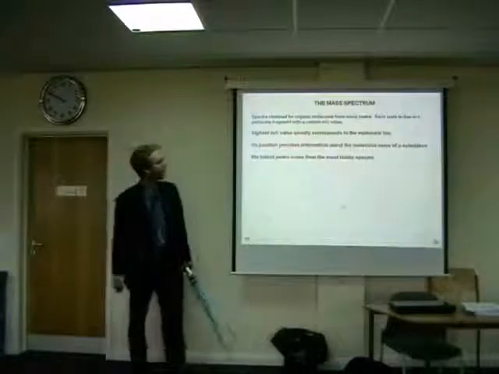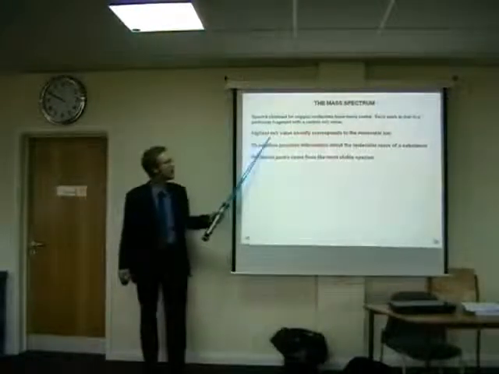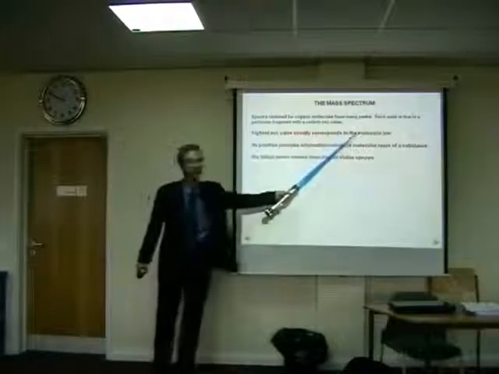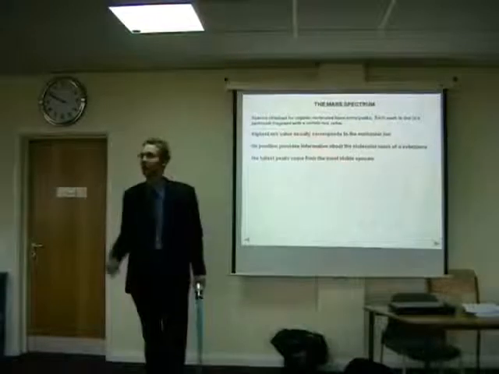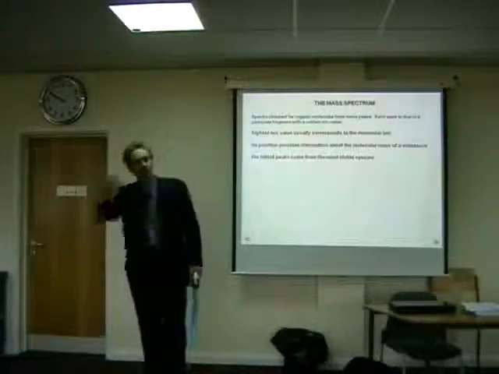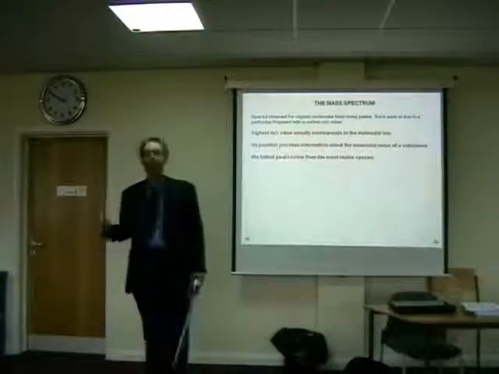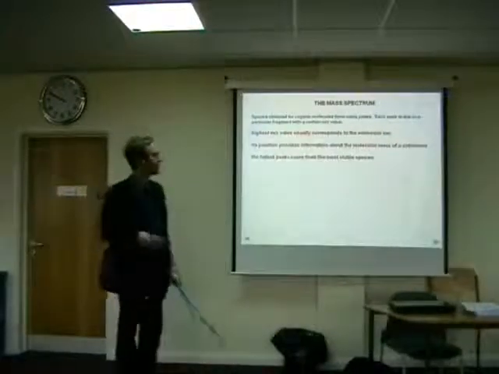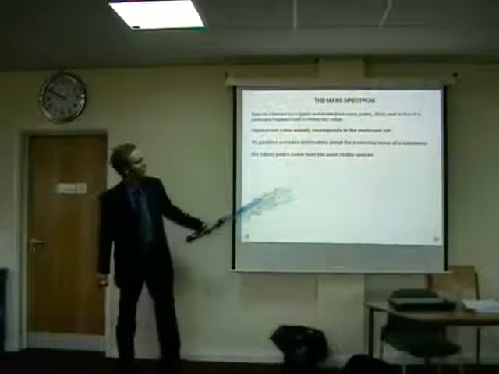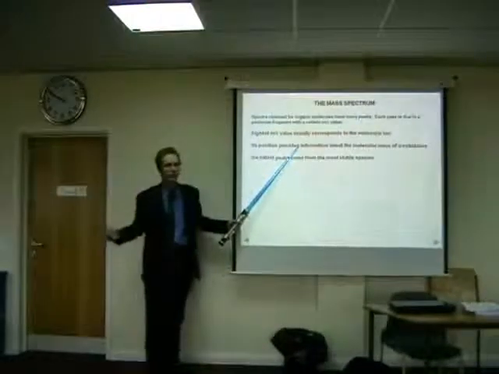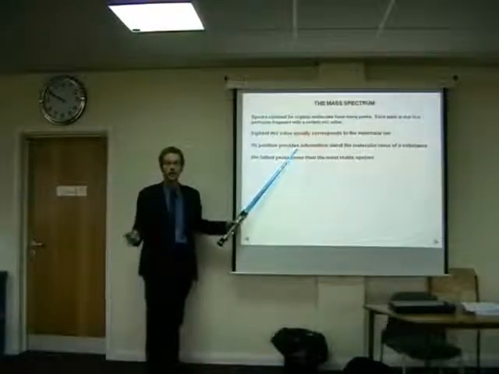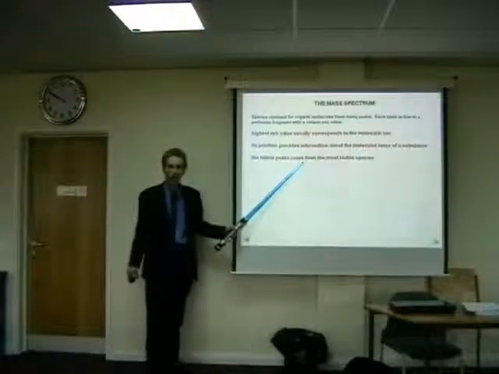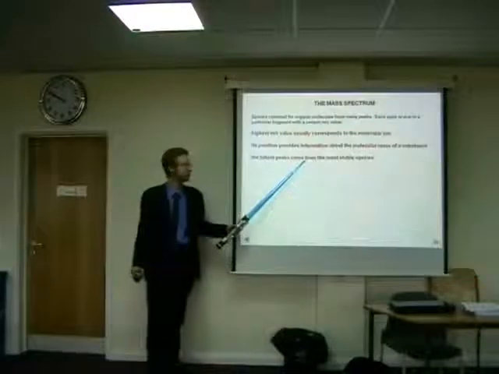So, a few points. The highest m over z value usually corresponds to the molecular ion. At this stage, you can assume that the furthest peak to the right-hand side is your whole molecule, and everything short of that is fragments of the molecule. So the furthest one to the right-hand side tells you the molecular mass of the substance. Happy with that? The tallest peaks come from the most stable species.